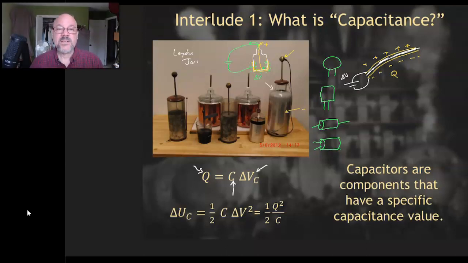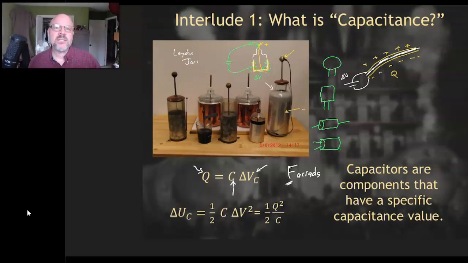Now, capacitors have a kind of a weird set of units. We use the symbol F because they're called farads, and they're named after a guy named Faraday. A farad is a very, very large unit. It's a very large unit.